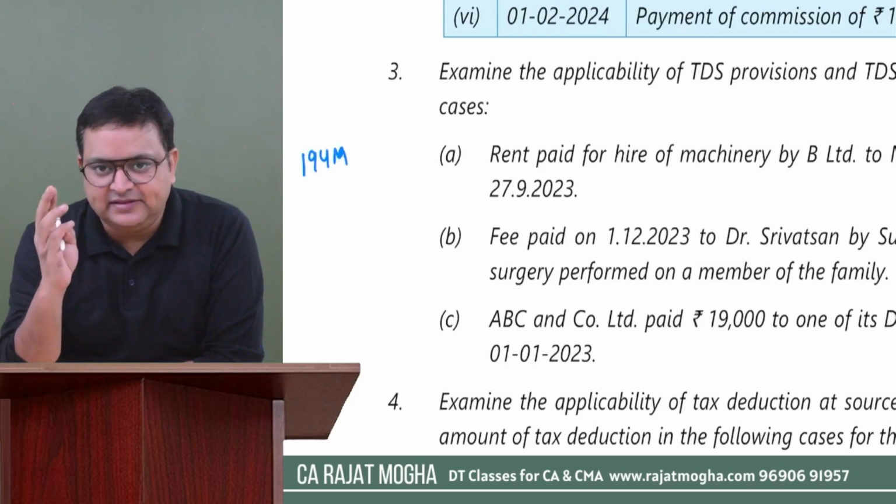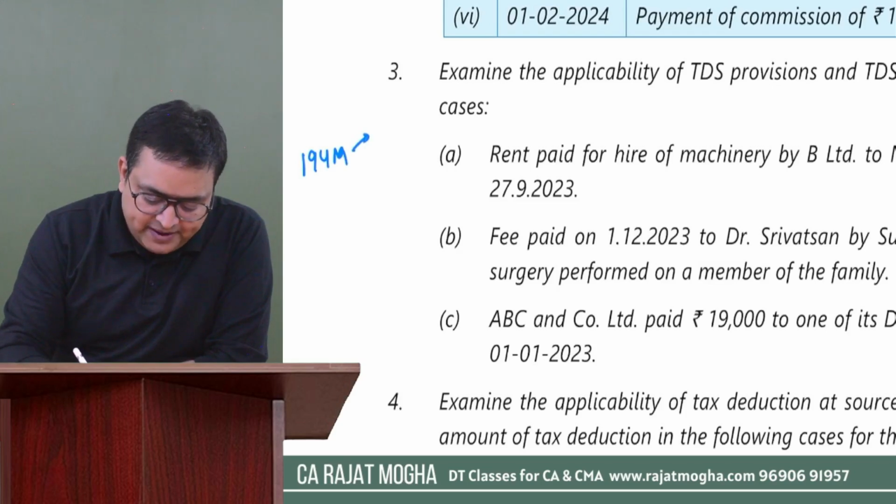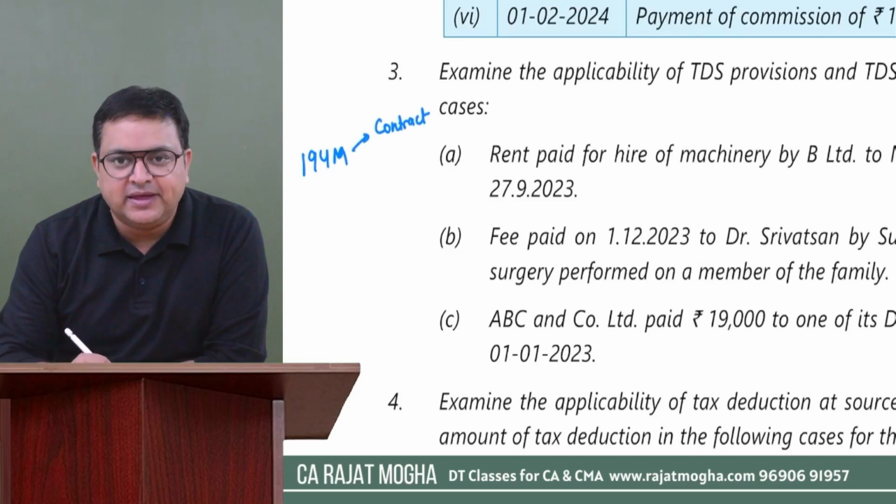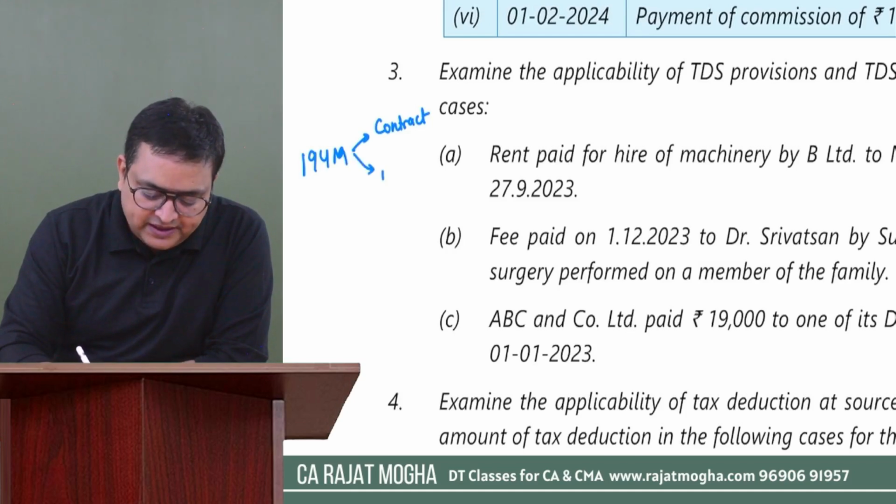194M applies on three things. One is if you are making a payment for any contract, to any contractor. If you are making a payment for professional services, or you are making a payment for commission or brokerage.